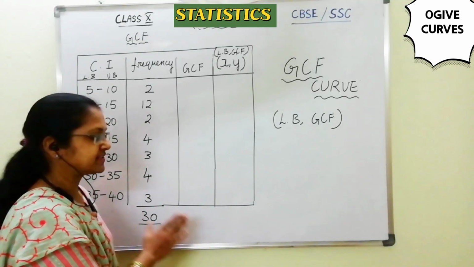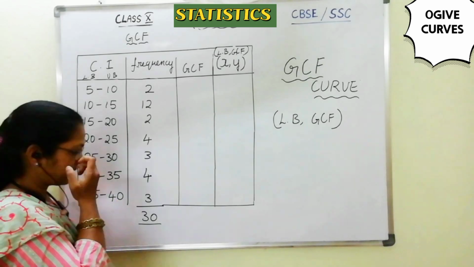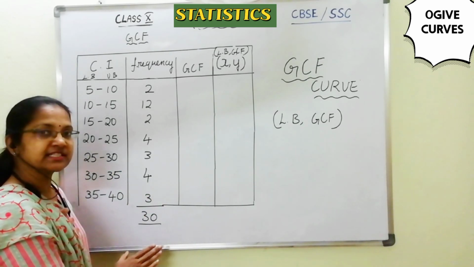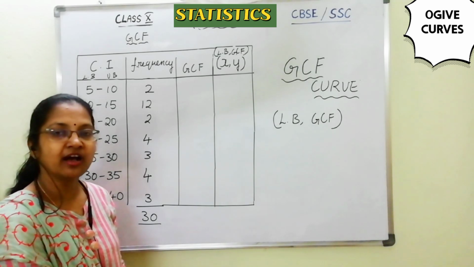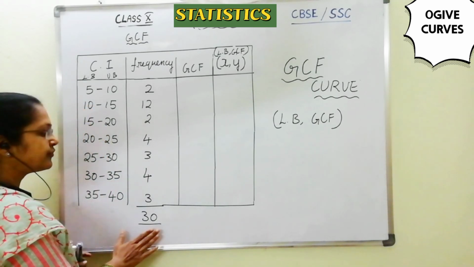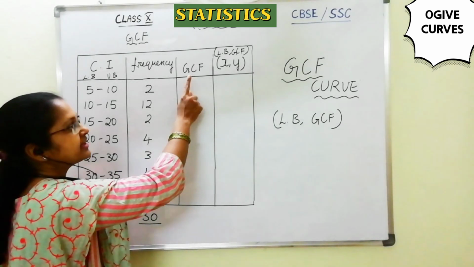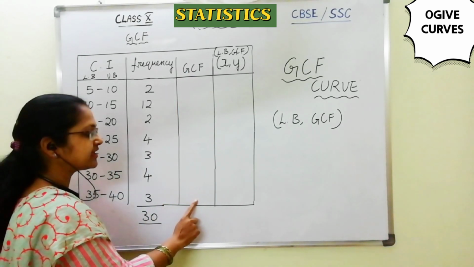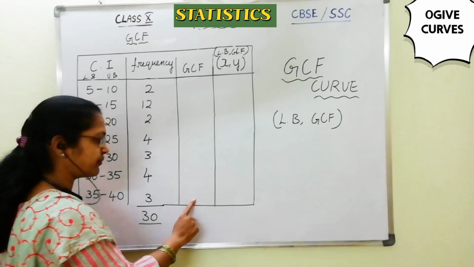For the GCF curve, we are taking the same question. We also know that the median answer is 17.5. I'm just taking the same question so that you will understand how the GCF curve varies from the LCF curve. Now for GCF, we need to calculate greater than cumulative frequency. Greater than cumulative frequency can be easily calculated from the bottom.